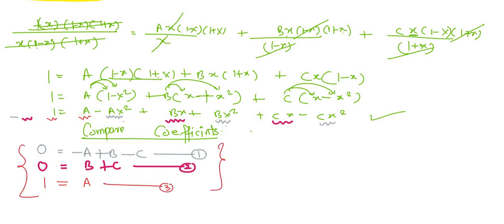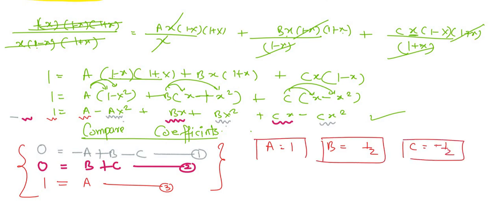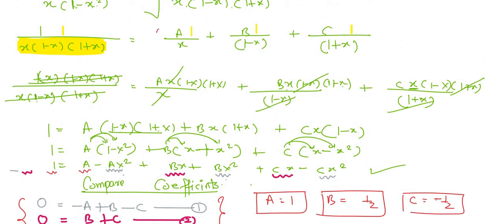If I solve these three, I will get a is equal to 1, b is equal to 1 by 2 and c is equal to minus half. You can try to solve and see it. Okay. Once I know a, b, c, we can put them here in this equation and then integrate it. It will be 1 by x, b is 1 by 2 into 1 minus x, and what is c? Minus 1 by 2 into 1 plus x, which is much easier to integrate now.